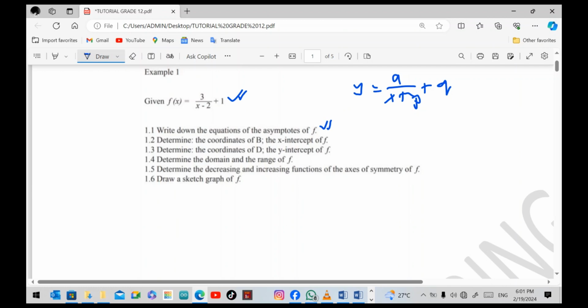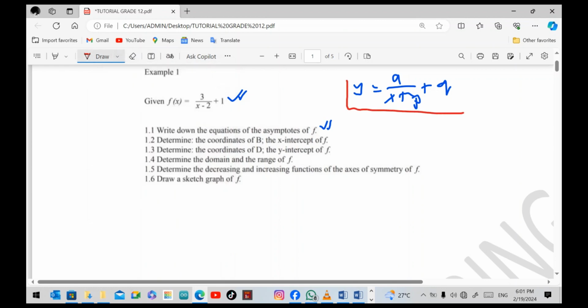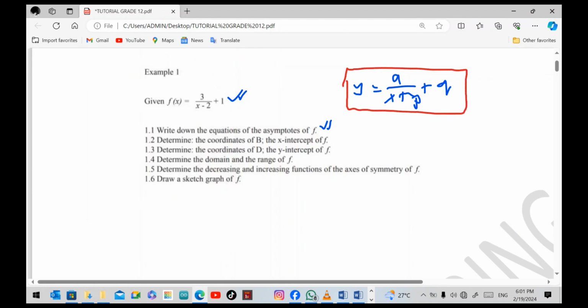So now, if I were given this, and I am told to find the asymptotes, that means I'm going to find the x and y asymptotes, right? So how do I find the x asymptote and how do I find the y asymptote? For the x asymptote, we focus on the denominator. That's where we find the x asymptote. So we say x plus p is equal to 0, then x is equal to minus p, right? So this is our asymptote, focusing on this equation.